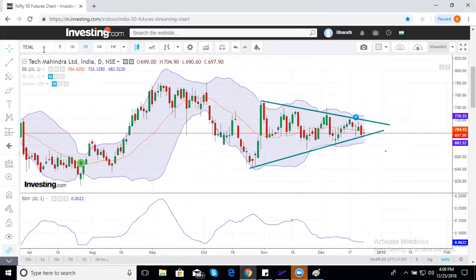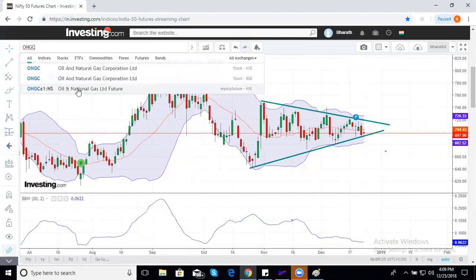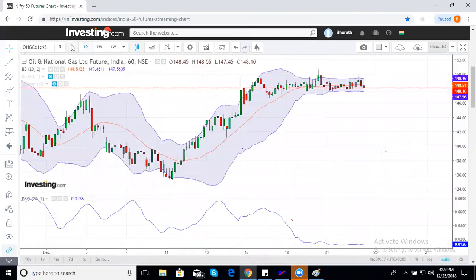ONGC on hourly, I saw a squeeze. Let me show that to you. Look at this. The bands were so wide, so wide, so wide. Now for about the last 6-7 days, it is going very, very range bound. And even bandwidth is so low. Once it breaks out, it's going to go crazy. It is a short trade because it is an hourly chart. Tech Mahindra was on daily chart. Hourly chart maybe 2%, 3%. Walk away with it.